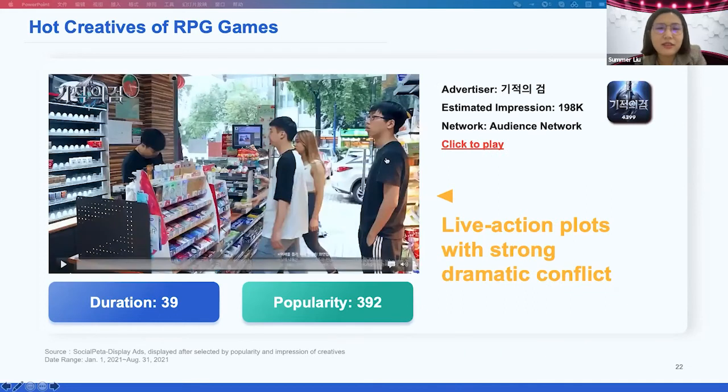And this is the next case. It's a very typical Asia-Pacific region creative. So let's take a look.